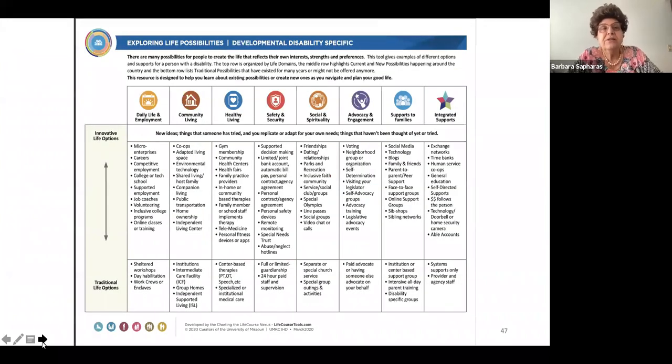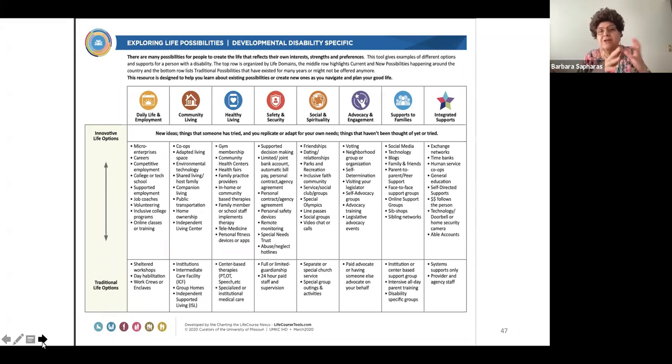We also shared this exploring life possibilities chart with you. Please notice that the top innovative life options is not filled out, and it shouldn't be filled out unless you are developing innovative options. The bottom are the traditional options. That may be what families ask you for. Tell me the group home. What are the sheltered, where are the day hab programs? Those are the traditional options. They've been around for decades.